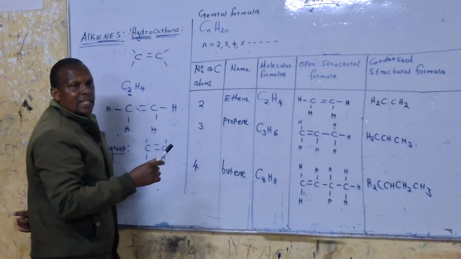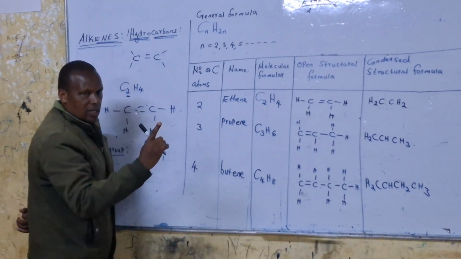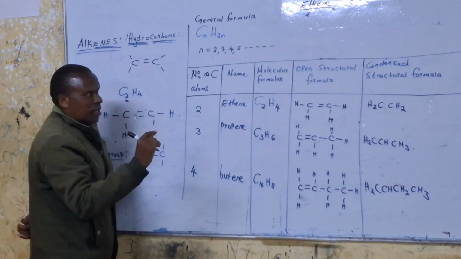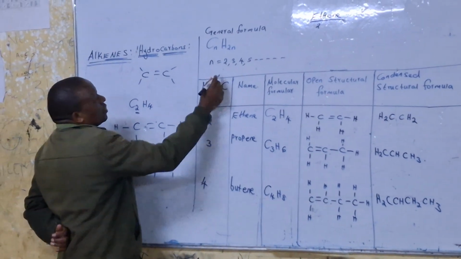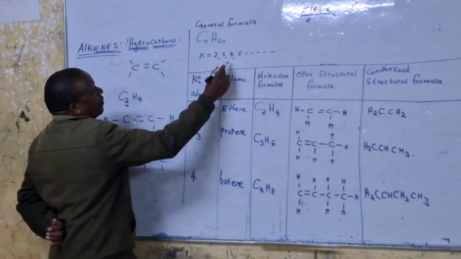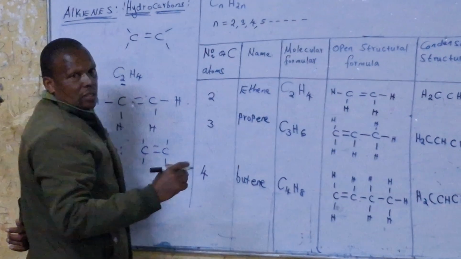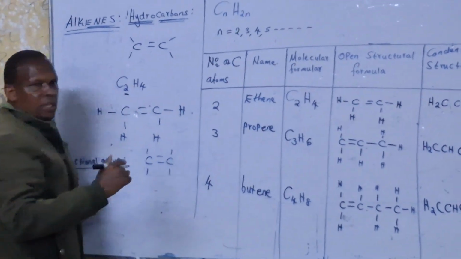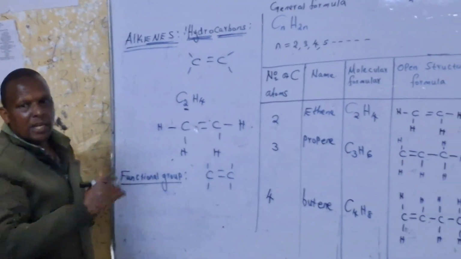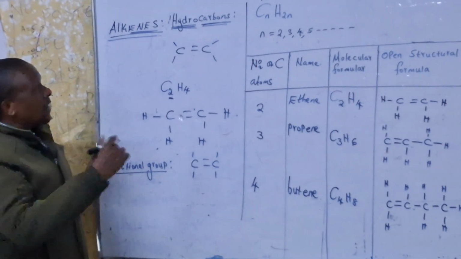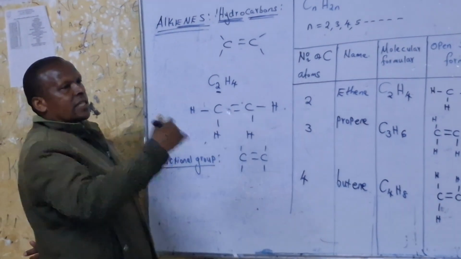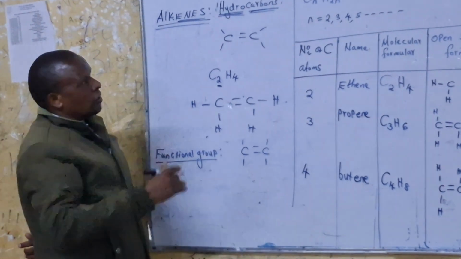For the alkane series, n starts from 1. Are we together? So for alkenes, n is equal to 2, 3, 4, 5, and so on. The number of carbon atoms in the longest continuous chain can be as many as 5, 6, 7, 8, 9, and so on.